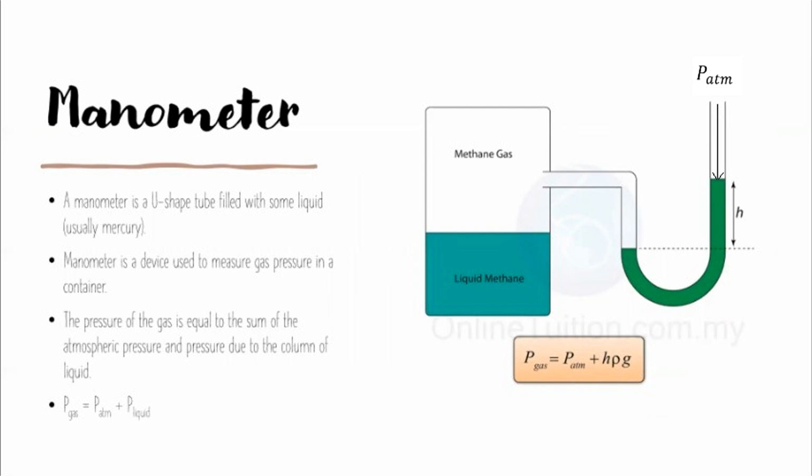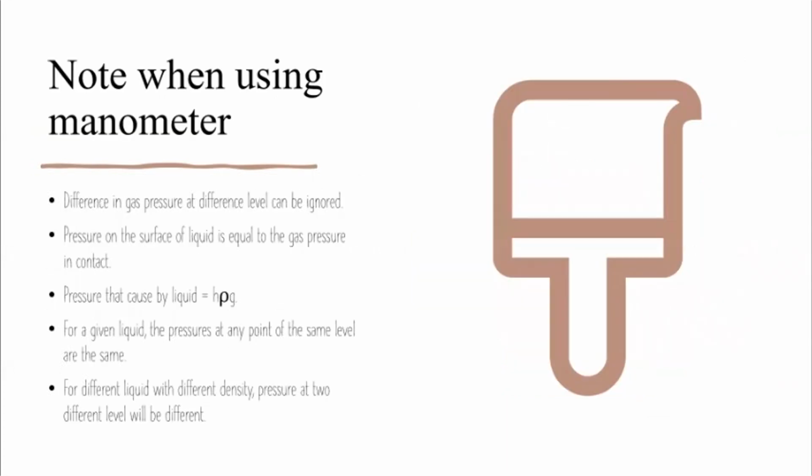Next, the manometer. A manometer is a U-shaped tube filled with some liquid, usually mercury. The manometer can be used to measure the gas pressure in a container. The pressure of gas is equal to the sum of atmospheric pressure and the pressure due to the column of liquid.